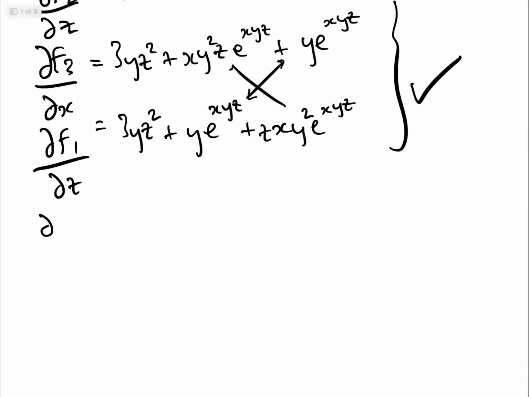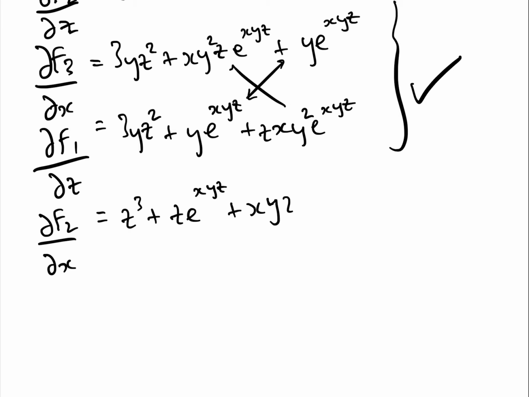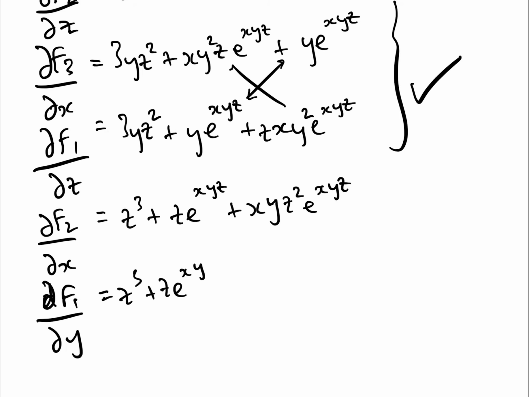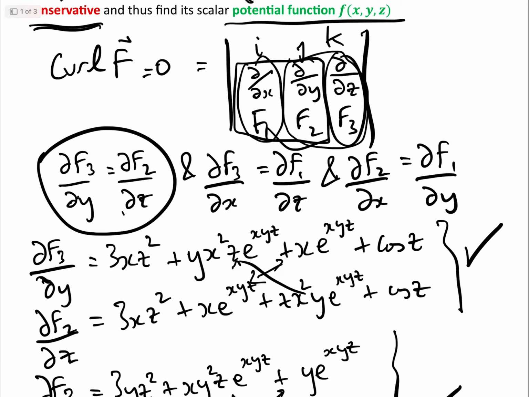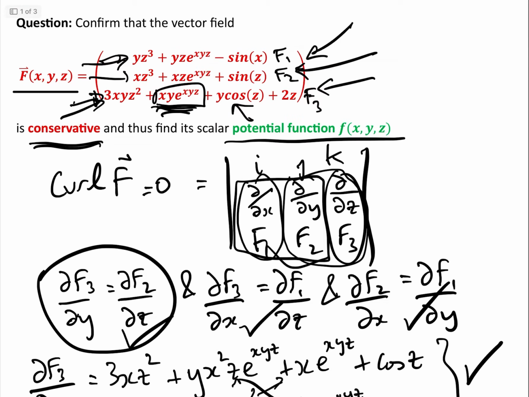And then finally what we've got to do is df2/dx, and that is partially differentiate f2 with respect to x. That gives us z cubed add z e to the xyz add xyz squared e to the xyz, and the partial derivative of f1 with respect to y is z cubed add z e to the xyz add yxz squared e to the xyz, and again that's the same. So we have proved that is the same, that is the same, and that is the same, so we at least know that this is conservative.